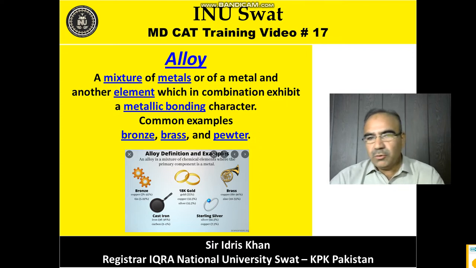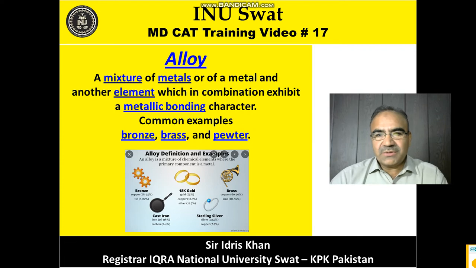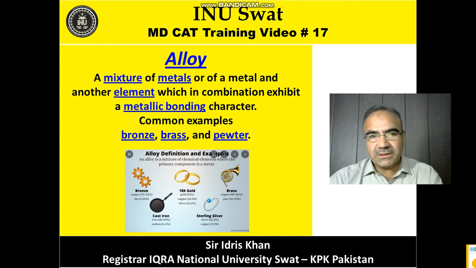For example, all these items that you see in the picture are made of alloys. Now in common life, the alloys that we use are, for example, bronze, gold, brass, cast iron or sterling silver. You can find many more examples on Google if you go on the internet. So alloy is basically a mixture of two or more elements, especially a metal with another element.